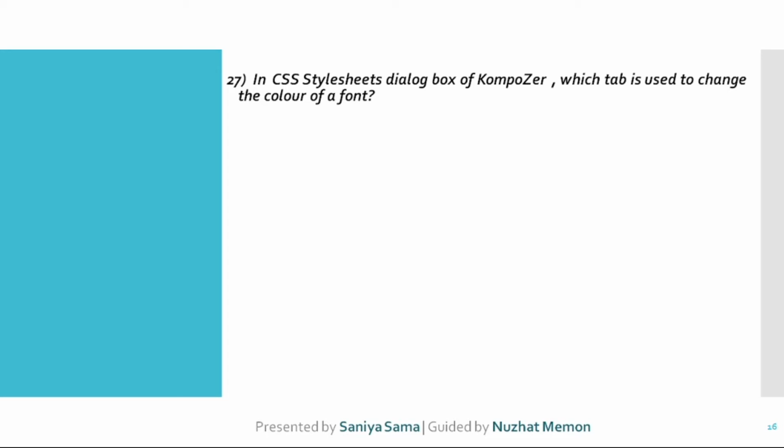27. In CSS style sheets dialog box of KompoZer, which tab is used to change the color of a font? Option A, general. Option B, text. Option C, background. Option D, list. The answer is text.